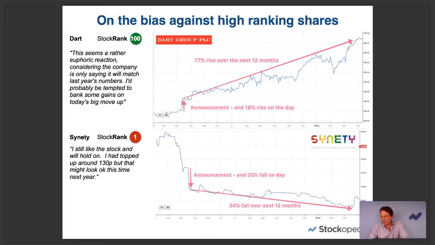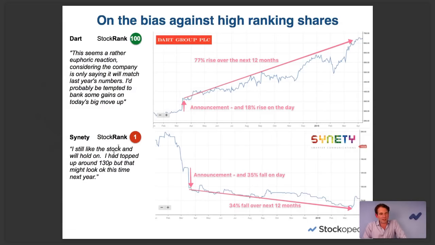And it was interesting because there were very few comments on the site. And there was one comment here that says, this seems a rather euphoric reaction considering the company is only saying it will match last year's numbers. I'd probably be tempted to bank some gains on today's big move up. A 77% rise over the next 12 months.